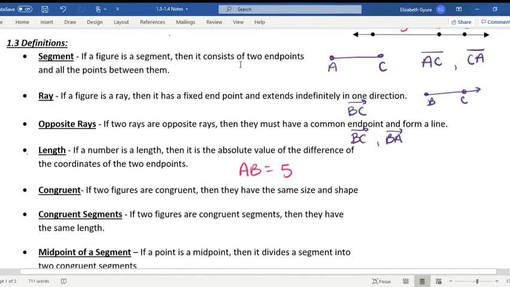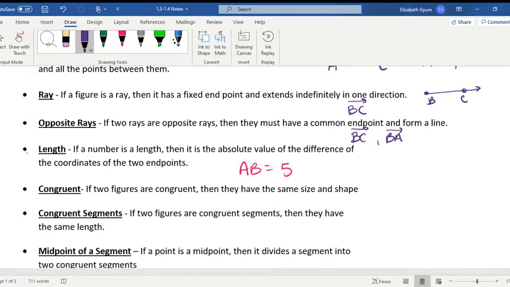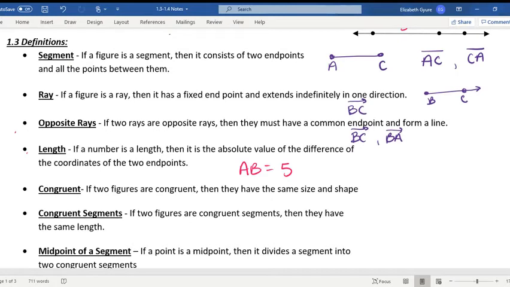Congruent. Congruent is going to be a very important word for us this year. Our definition: if two figures are congruent, then they have the same size and shape. And there's a special symbol for congruent. It is an equal sign with a little squiggle above it. Congruent segments: if two figures are congruent segments, then they have the same length.